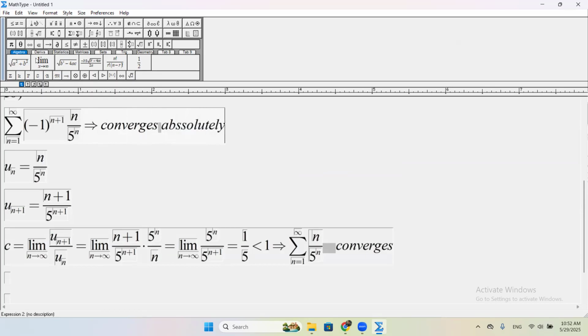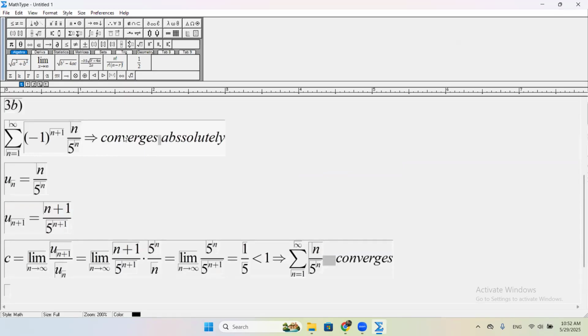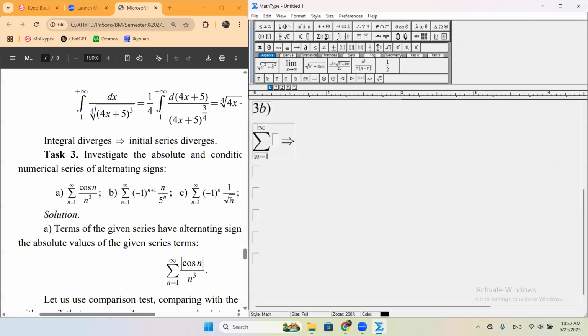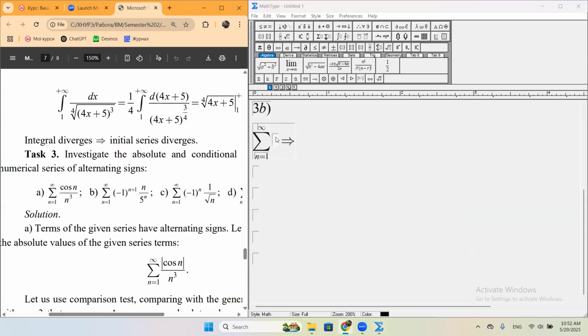Any questions? Okay. If no questions, let's move next. So we will have the following series: minus 1 in power of n and 1 over square root of n. Here we will use the Leibniz test. So how does it work? Let's write down un.